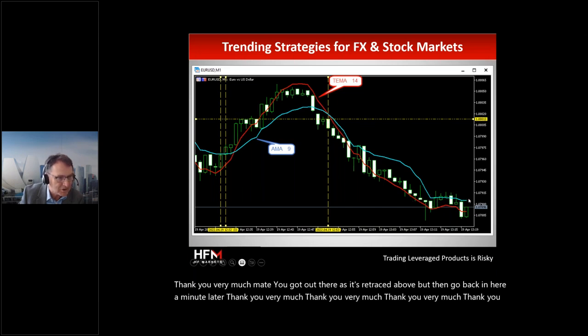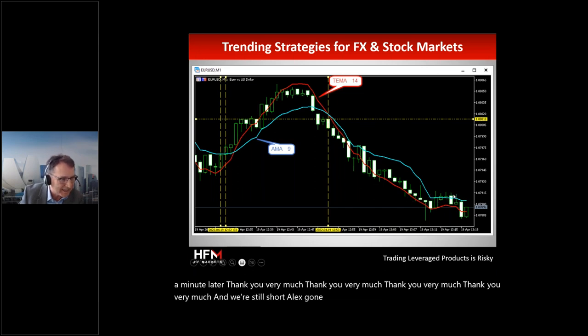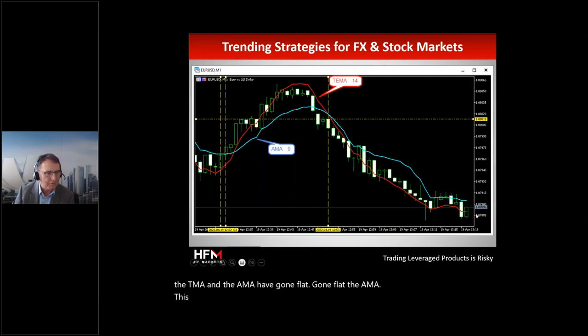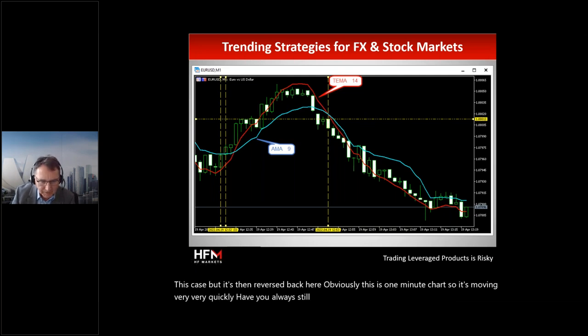And we're still short. It's gone flat. You might consider getting out because the TMA and the AMA have gone flat, the AMA in this case. But it's then reversed back here. Obviously, this is a 1 minute chart, so it's moving very, very quickly.